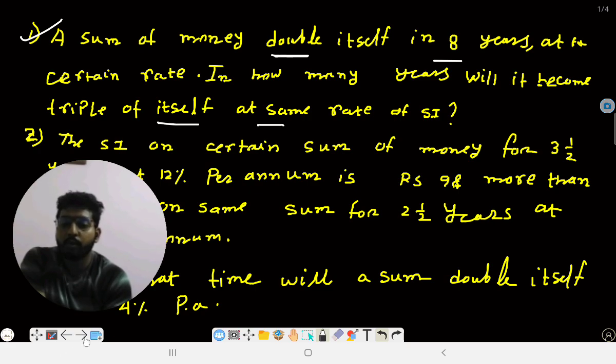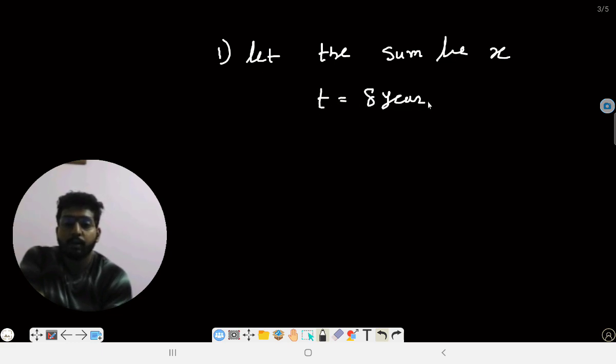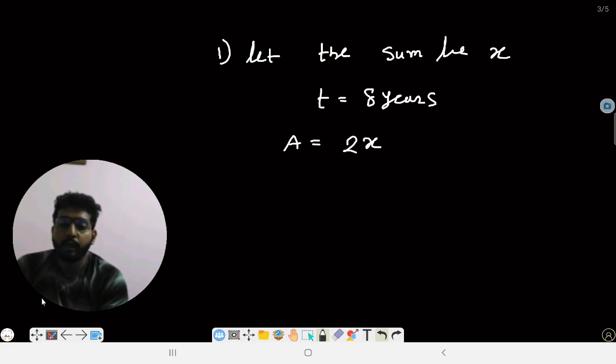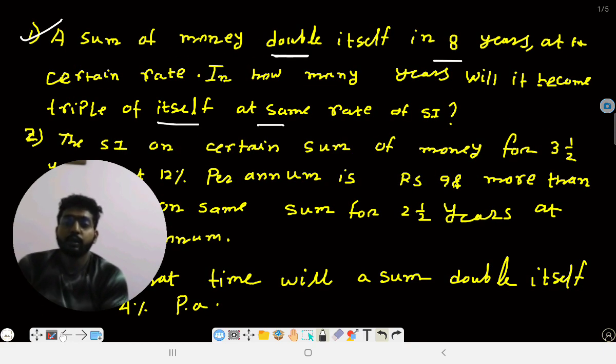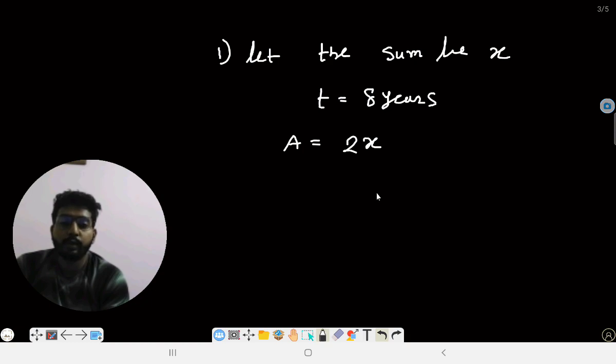So that means we don't know what the money is. First you have to let the sum be x. That means the principal is x. Now after 8 years, that means the time is 8 years. After 8 years the sum will become double of itself, that means the amount will be 2x. Look at this again: sum of money doubles itself in 8 years, that means after 8 years the amount will be 2x.